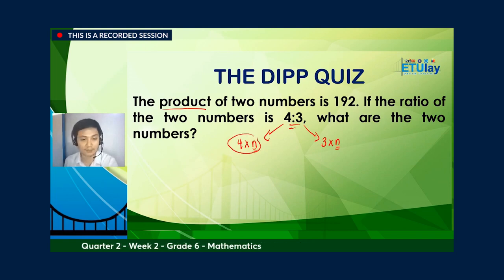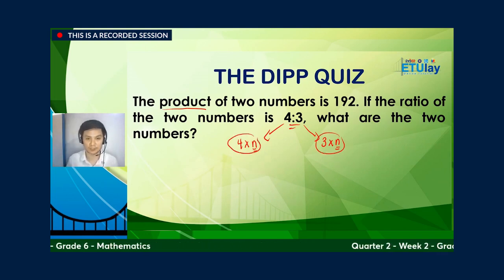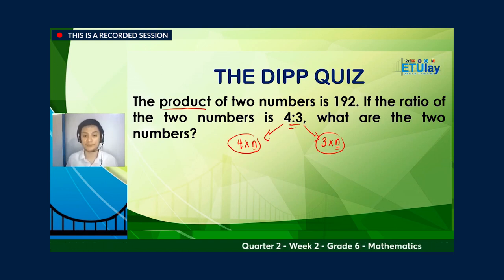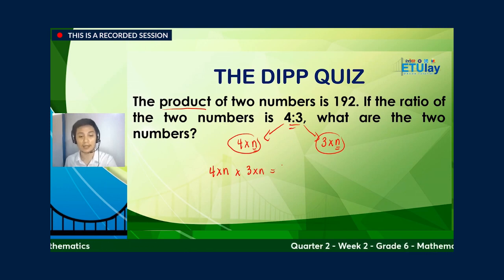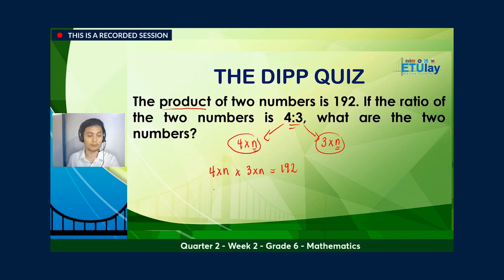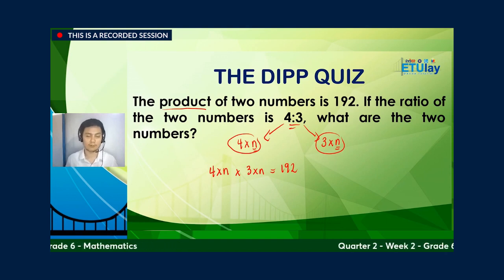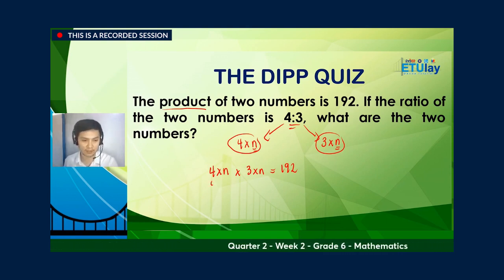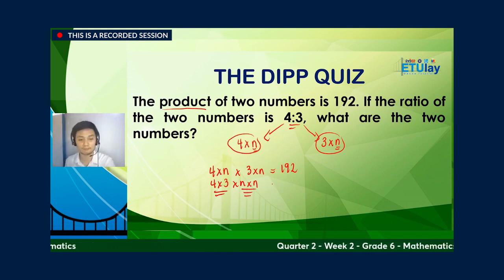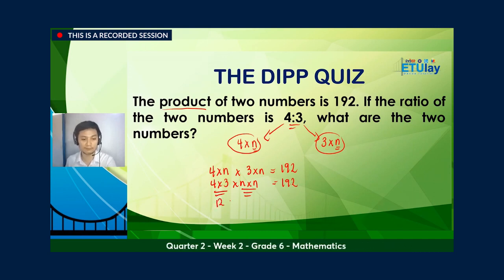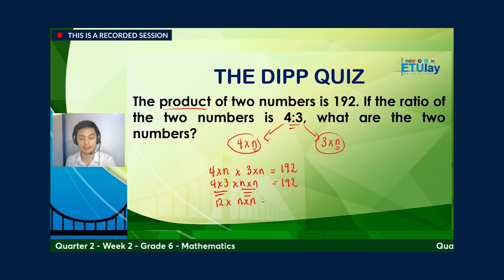So, this 4 times n and 3 times n represent the two numbers whose product, as mentioned in the problem, ay 192. So let us write an equation for that. 4 times n times 3 times n, ang product ay 192. Ngayon, i-multiply natin, or we can rearrange the terms in a multiplication expression. Dahil, commutative naman, or associative din. It will not affect the result. So let's say we have 4 times 3 times n times n. So pinagtabi natin yung dalawang constants at yung dalawang n. Okay? What is 4 times 3? Yan ay 12. Ibig sabihin, 12 times n times n equals 192.